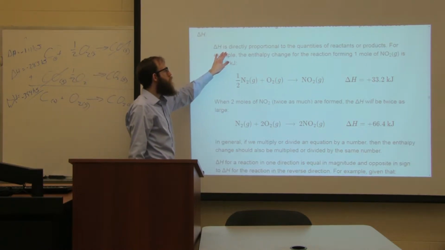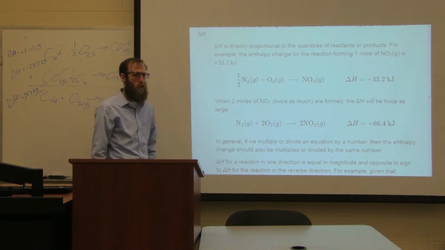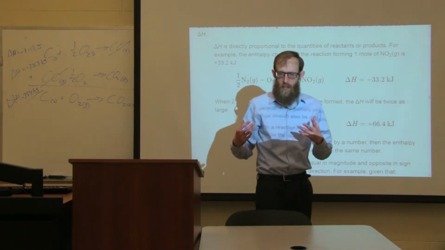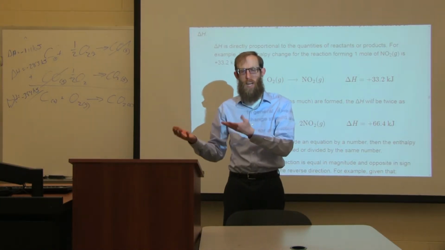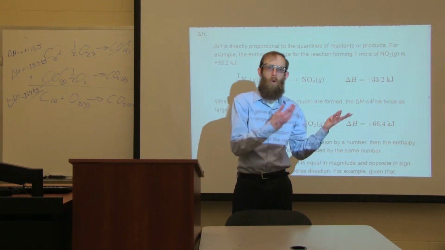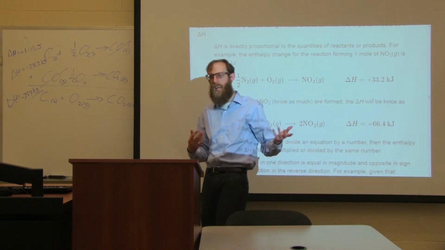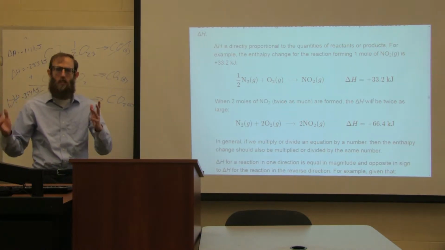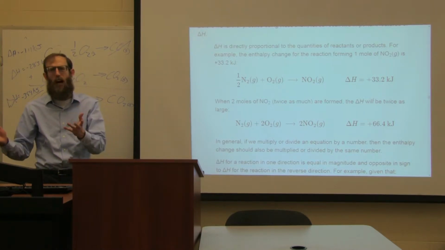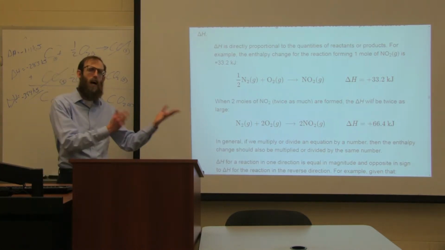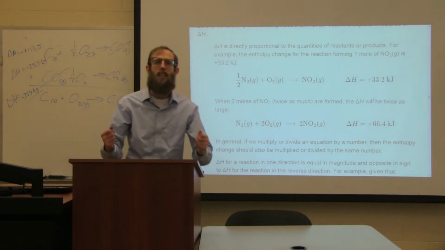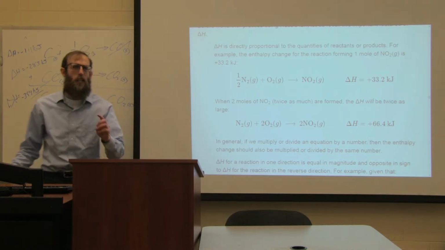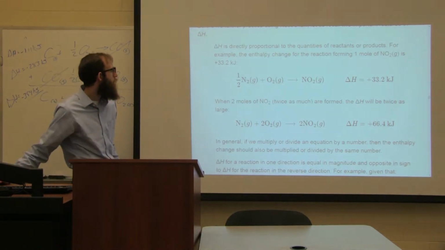This is directly proportional to the quantities of reactants or products. Remember that second statement that we made, that if we multiply the coefficients of the reaction, we multiply the enthalpy, because the enthalpy is defined as for that reaction. And if we change the reaction, we have to change the enthalpy. If we divide the amount that we have in the reaction, we divide the enthalpy. Why? It is an extensive property. It depends upon how much there is. But by dividing it by moles, we can turn it into an intensive property.